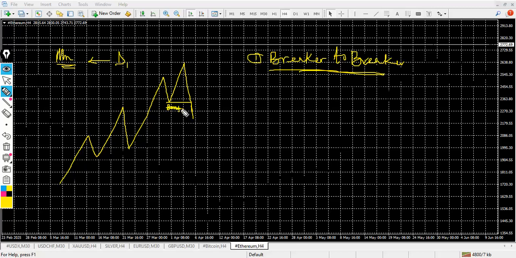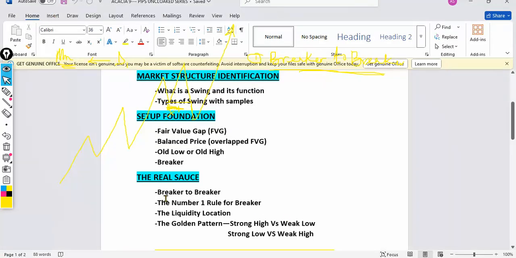This daily time frame chart is just coming for liquidity to push price higher. So that is the first law. You just need to understand, like you have it here, that is the first rule. Okay, this breaker to breaker is the first rule that you need to understand.